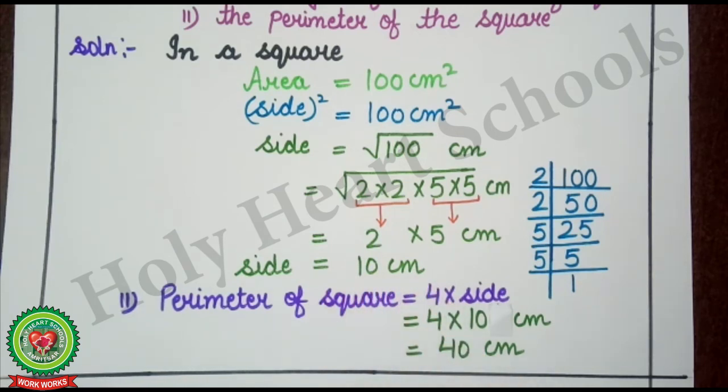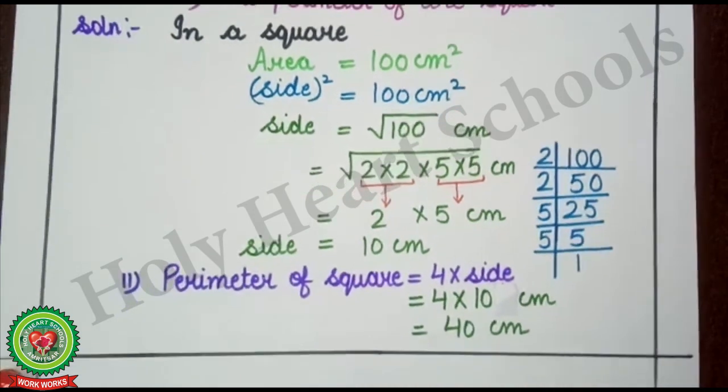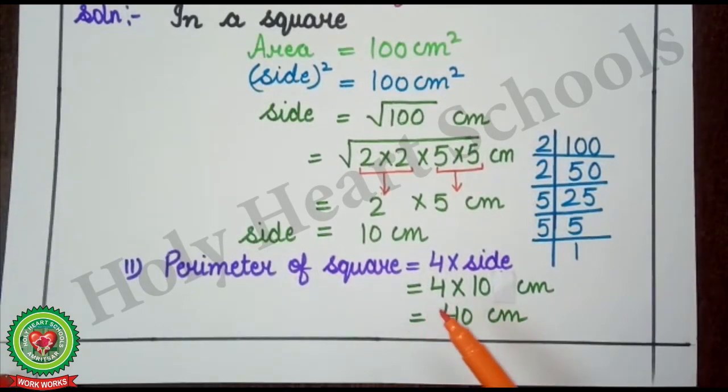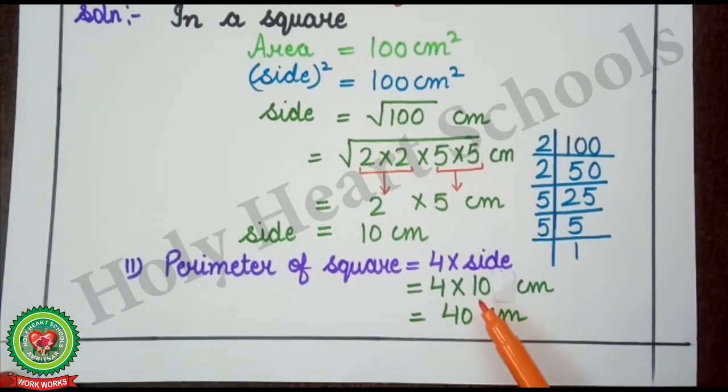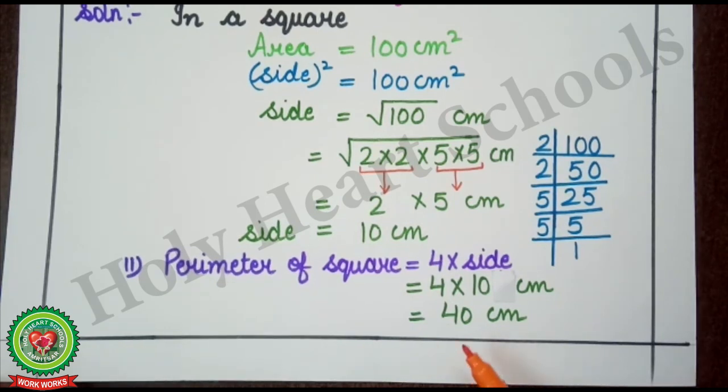Now what do we have to find out? The perimeter of the square. We know the perimeter of a square equals 4 multiplied by side. Put the value. Here it comes 4 multiplied by 10 centimeter. 4 tens are 40. Therefore, the perimeter of the square equals 40 centimeter.